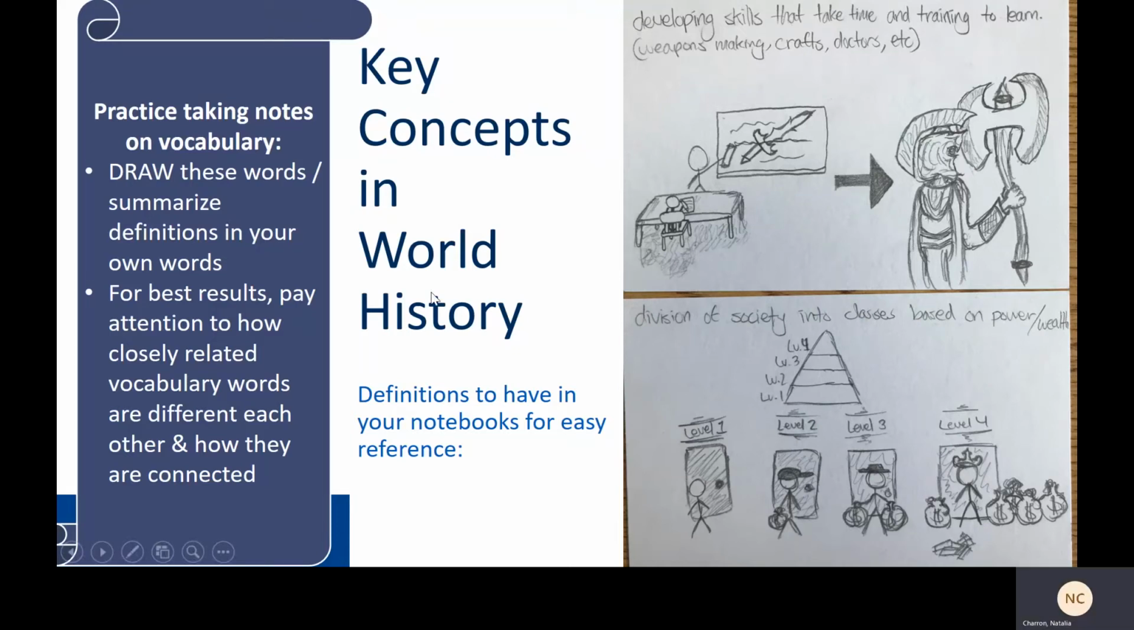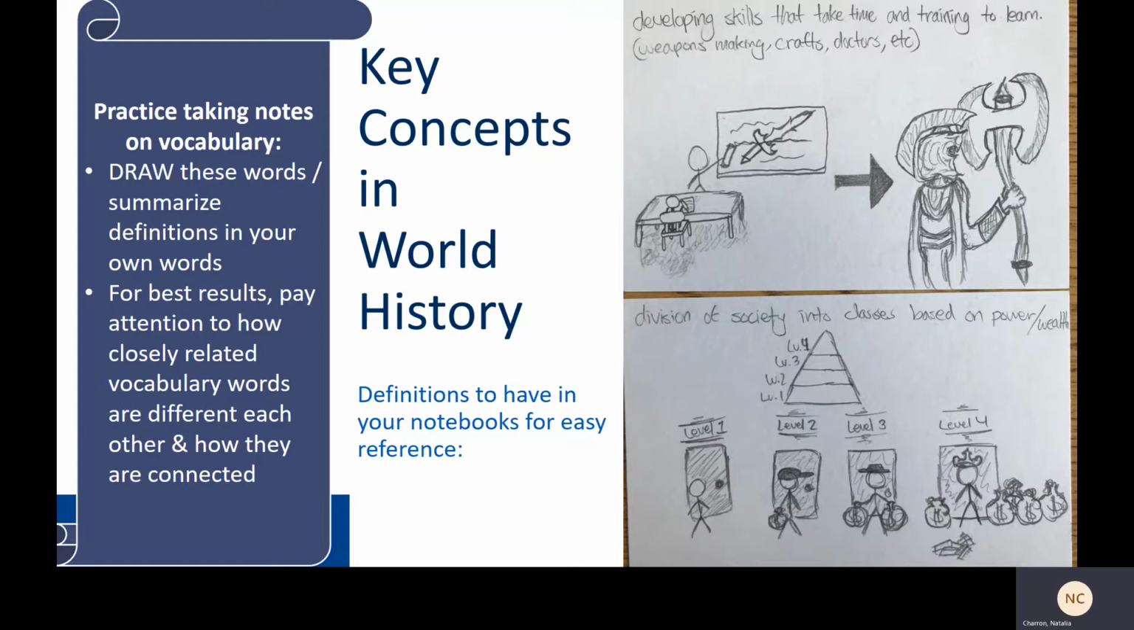Today we're going to go over some key concepts in world history that you would have learned last year, and we're going to practice taking notes on vocabulary in the process. Now, to learn vocabulary in social studies, you need to do a couple of things. First, you need to actively think about the meaning of the words that you see, and if you don't understand what they mean, you need to stop and look them up or ask questions.